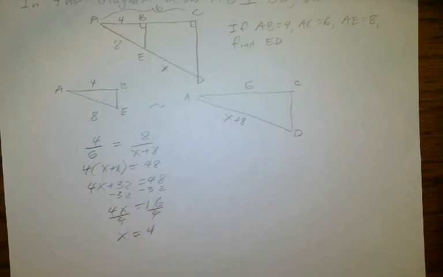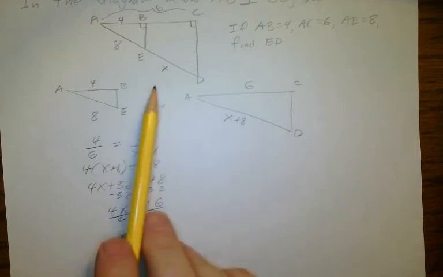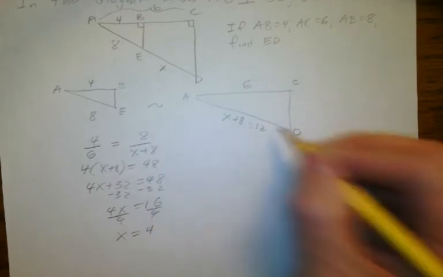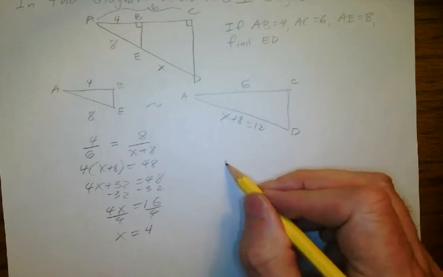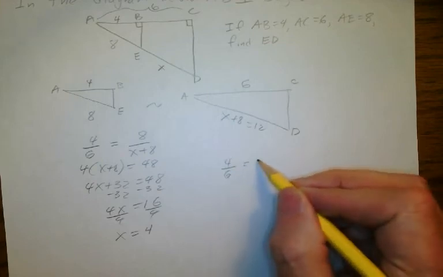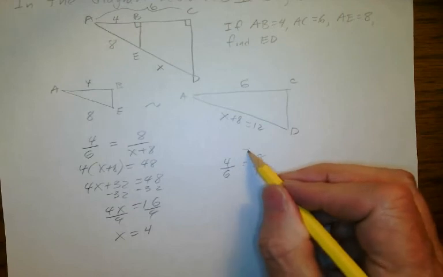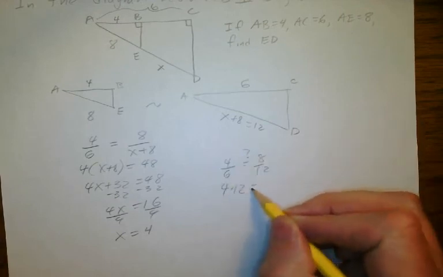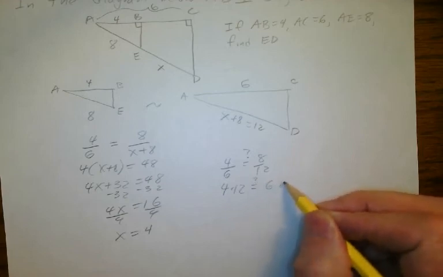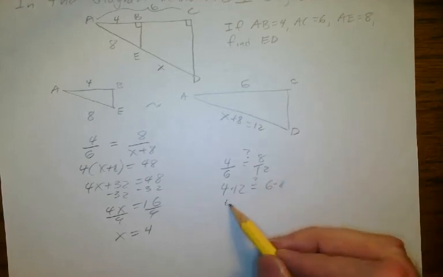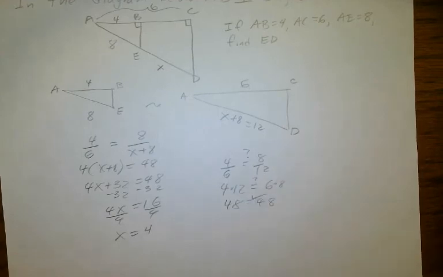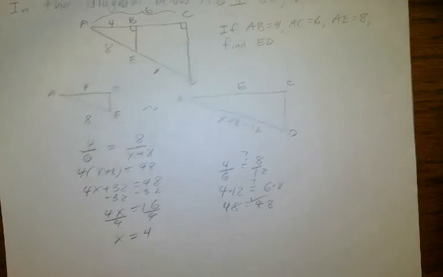Now, I want to check this one because we ended up finding ED was X, which would make this whole side here, the AD, equal to 12. And let's check. Does 4 go to 6 as 8 goes to 12? Well, how do we check? You can check by cross multiplying. Does 4 times 12 equal 6 times 8? And yes, because 48 does equal 48. All right? Okay, let's do one more example.